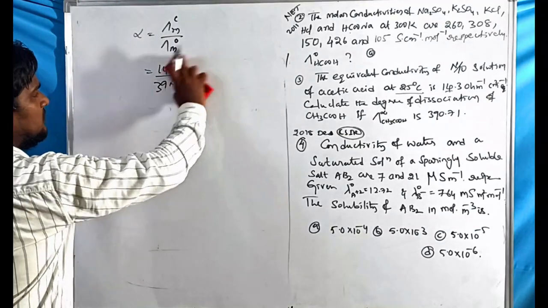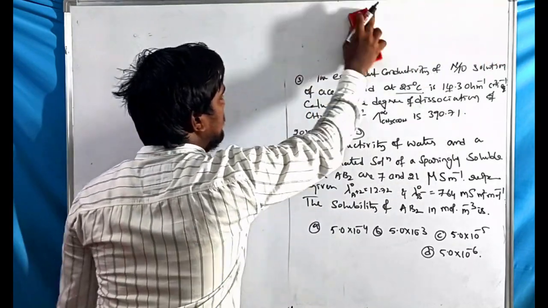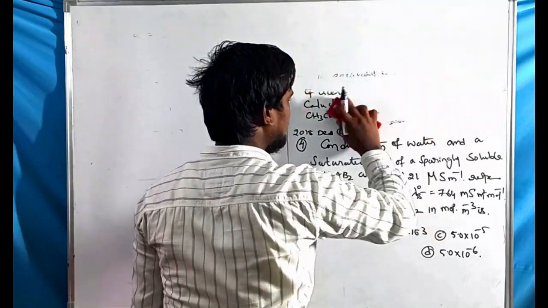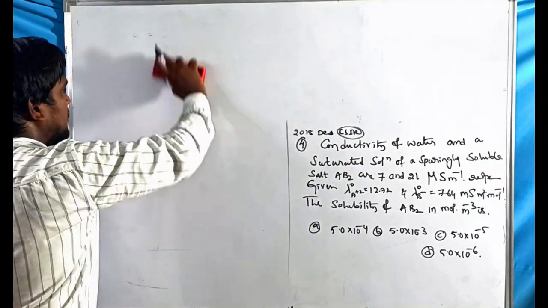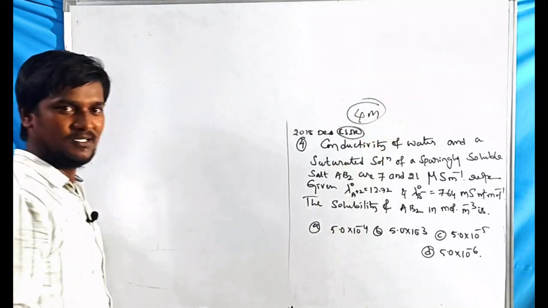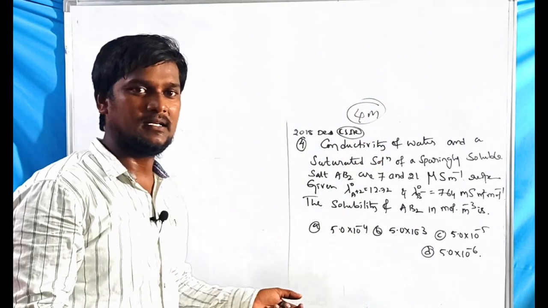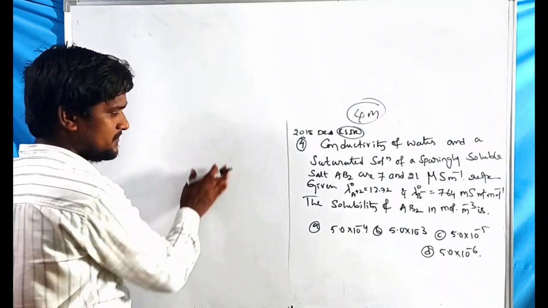Now let us go through the final question, a 2018 December CSIR question. It is a very easy question, a 4-marker question on a very simple topic, but many students didn't attempt this type of question in CSIR. Now let us solve this type of problem.